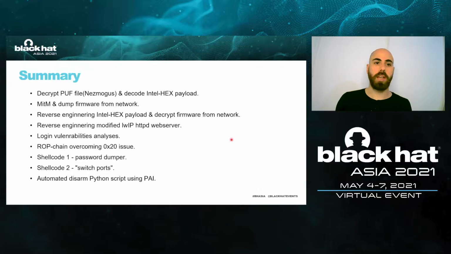Afterwards, we reverse engineered and found the vulnerability in the login handling function. We exploited this vulnerability using a ROP chain that led us back to the first shellcode, which is a password dumper. It just dumped the password for us from memory and returned it on the same GET request.